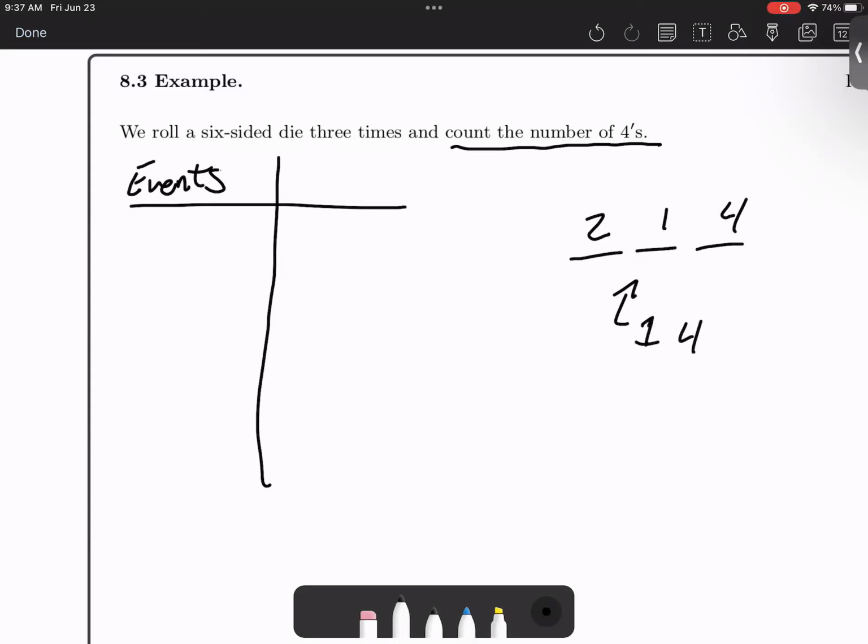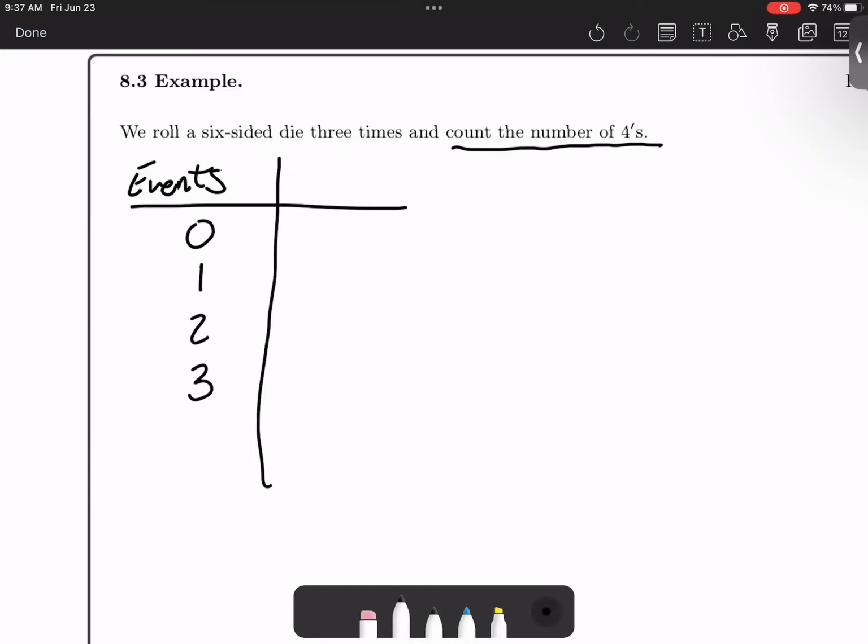If we just are interested in counting the number of 4s, you could roll 3 times and none of them be 4s. One of them could be a 4, 2 of them, or maybe all 3 rolls give you a 4. Right? It's going to be unlikely, but still possible. In fact, let's figure out how unlikely things are. Let's give the probabilities of each of these events.